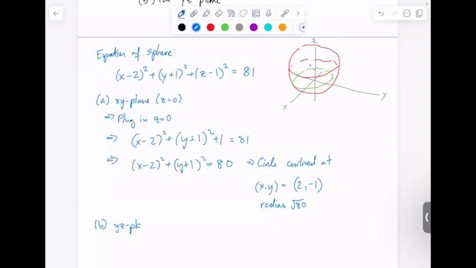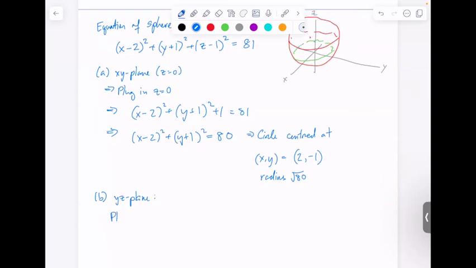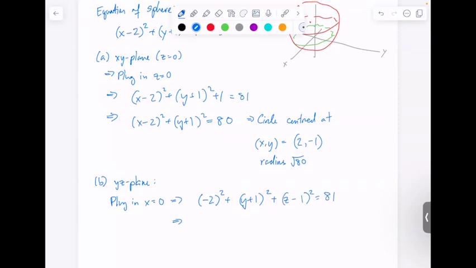So what do I plug in this case? Everyone in chat, what should I plug in? Instead of z equals 0, what should I do? Right, so I plug in x equals 0, and this gets me, well, x is 0 now, so it's (minus 2) squared plus (y plus 1) squared plus (z minus 1) squared equals 81. This means that (y plus 1) squared plus (z minus 1) squared must be equal to 81 minus 4.